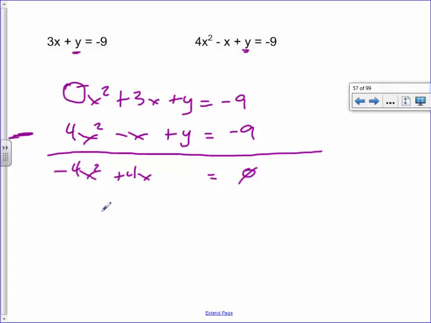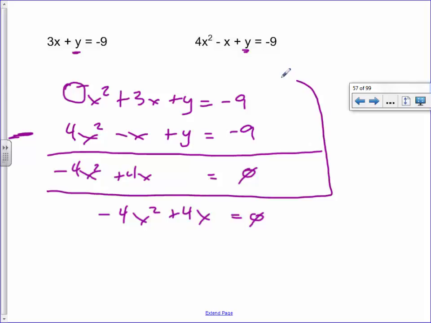Okay, so here's where we're at. Minus 4x squared plus 4x equals 0. Okay. Now we just have to figure some method of solving this. This was the new stuff, right up here. This was trying to figure out how to do our elimination substitution. Is that last movie? Yes. Okay.